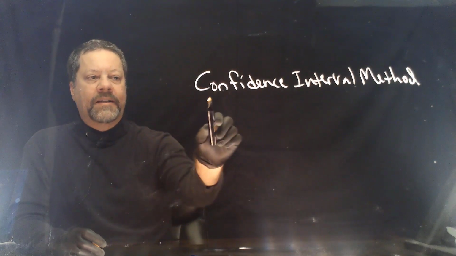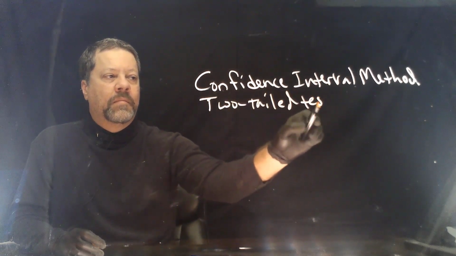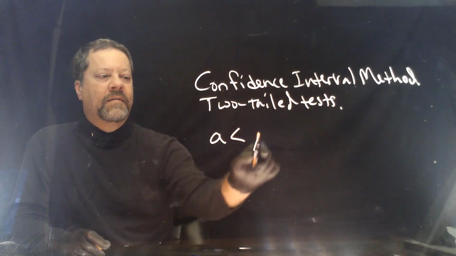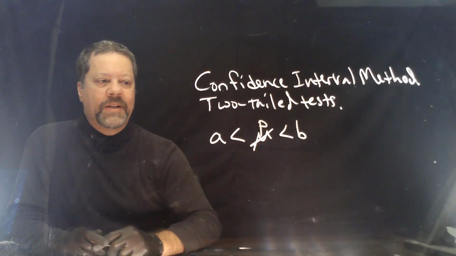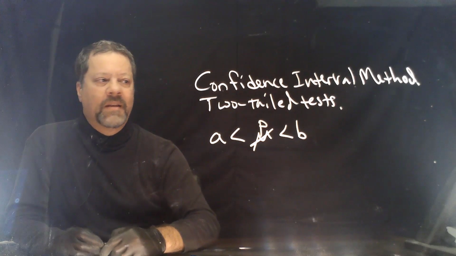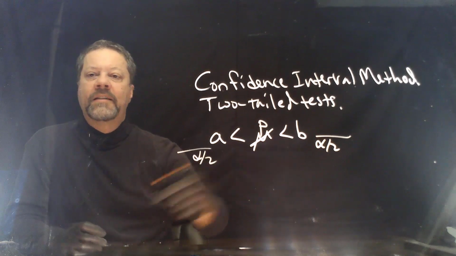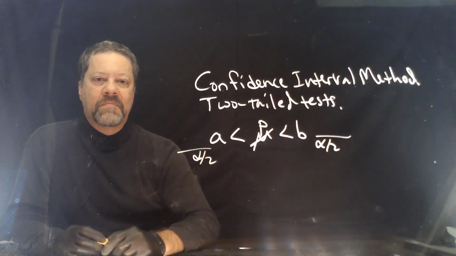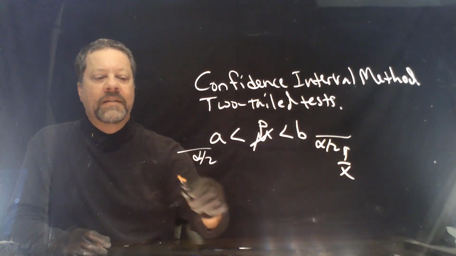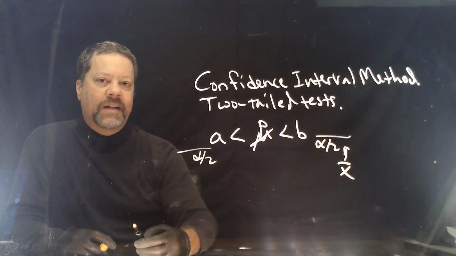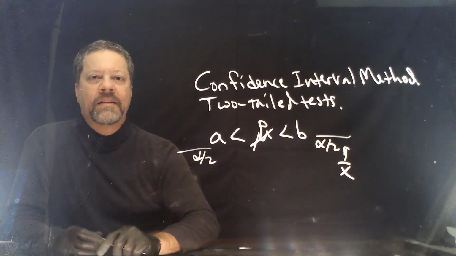It's really only suited for a two-tailed test, where you have the mean between some lower value and upper value. In this case, the proportion will be between some lower value and some upper value. You'll put alpha over 2 area on this tail and alpha over 2 area on this tail, for alpha level of significance altogether. If the sample statistic falls outside of this interval, either to the left or to the right, then you reject the null hypothesis. If it falls within the confidence interval, then you fail to reject the null hypothesis.